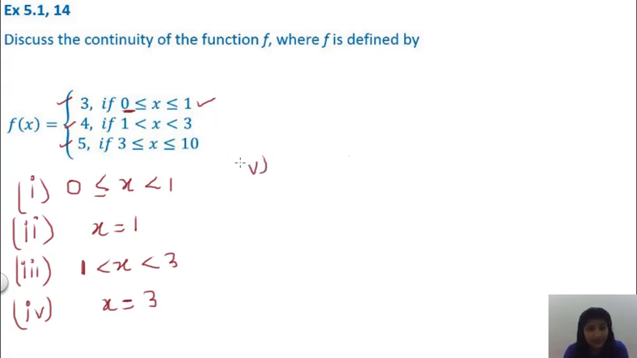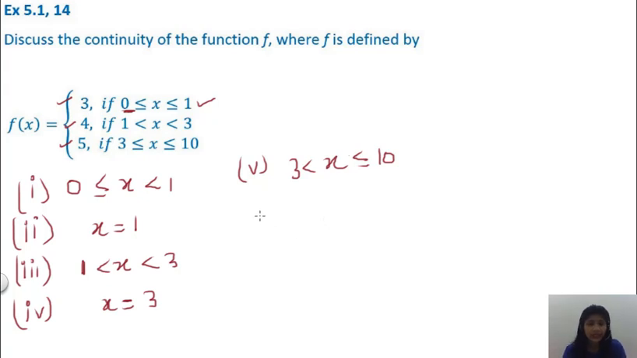The fifth case will be when x lies from 3 and including 10, because for x less than 10 we have a function which is defined as 5, but for x greater than 10 we don't have a function. So these are the 5 cases on which we are going to check the continuity of the function. I hope these all 5 are clear. Now one by one I will be proving the continuity of the function.